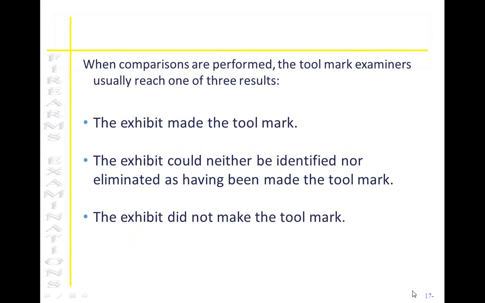In regards to tool mark comparisons, they can usually reach one of three results: that that exhibit did in fact make the tool mark, or that it did not make the tool mark, or that the exhibit could neither be identified nor eliminated as having made that tool mark.